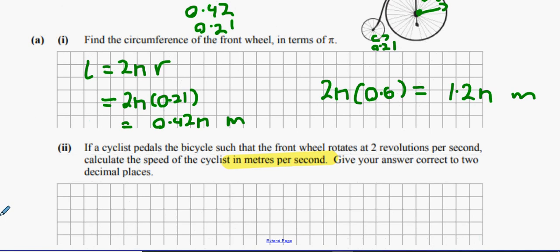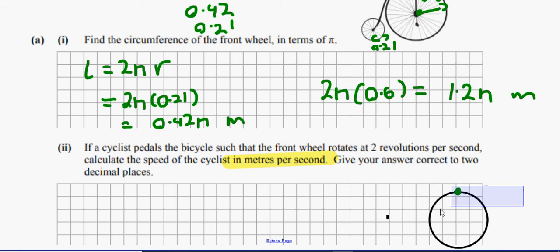If the cyclist pedals the bike such that the front wheel rotates at 2 revolutions per second, calculate the speed of the cyclist in meters per second. Well, what happens when the wheel rotates? So you imagine a circle. You imagine that you're here, right, you're this point on the circle, okay?